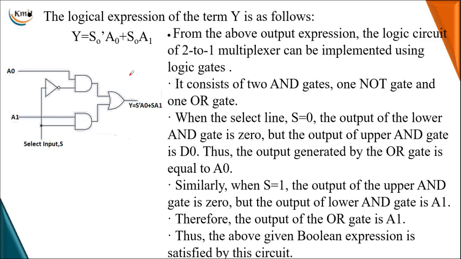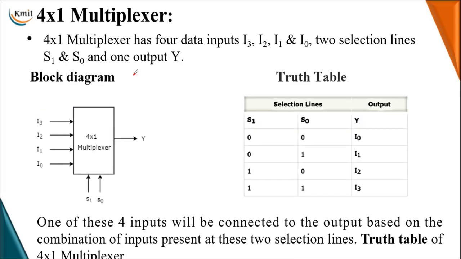In the same manner, let me go on to design the 4:1 multiplexer, where the total number of inputs is 4. Since it has 4 inputs to be transferred to the output, the number of selection lines required, 4 can be written in terms of a power of 2, is 2 squared. So the number of required selection lines is 2. We label them S1 and S0.